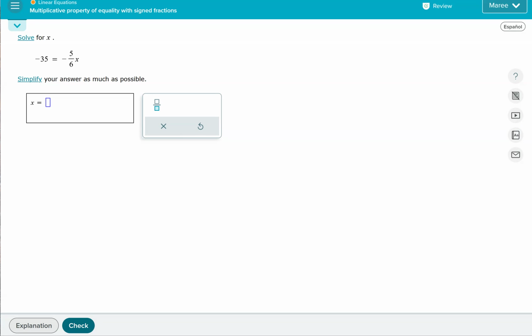sign. There's an equation. All equations have an equal sign, and we are normally going to be solving for a variable. And sign fractions, that just means there's going to be fractions involved, and they could be positive or negative. So in this problem, the very first thing you want to do is look and see.